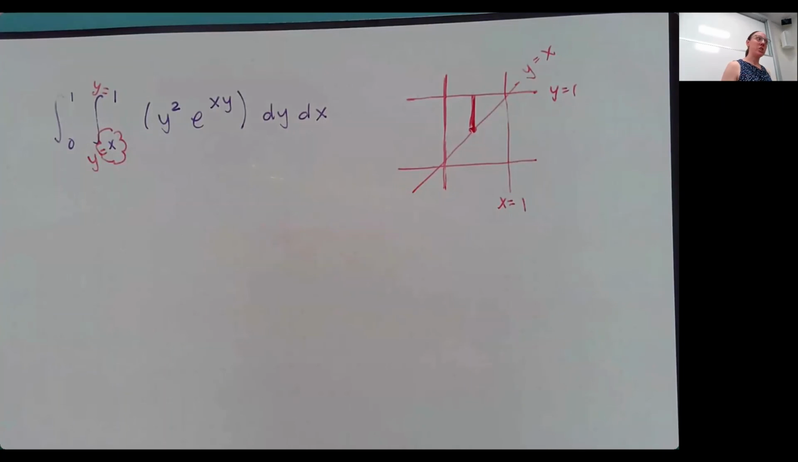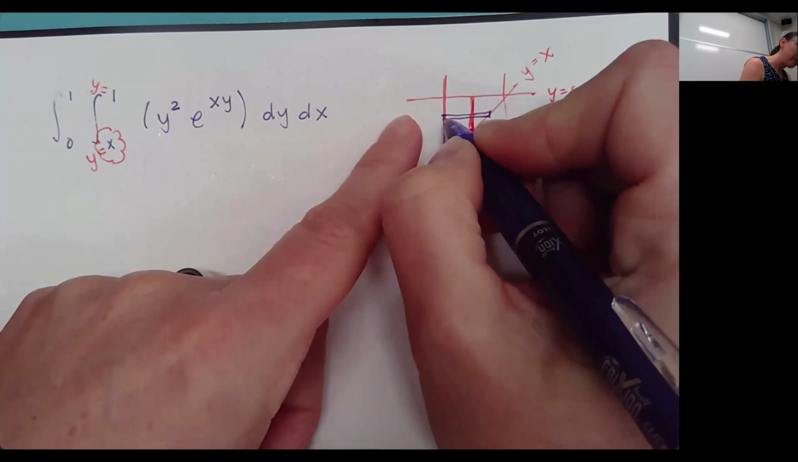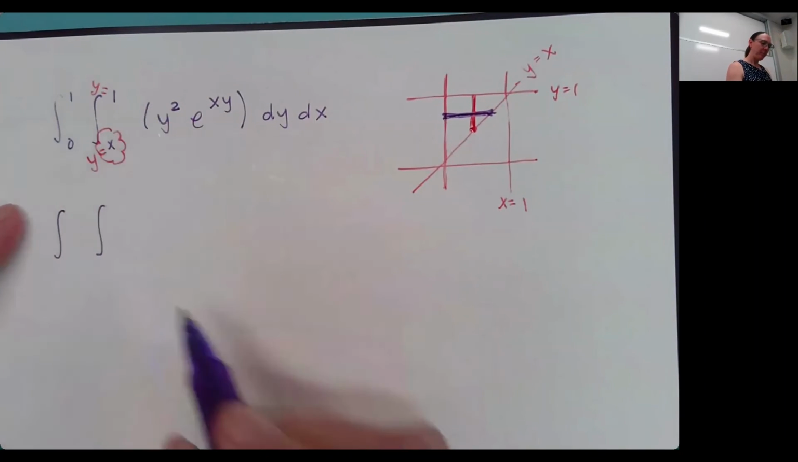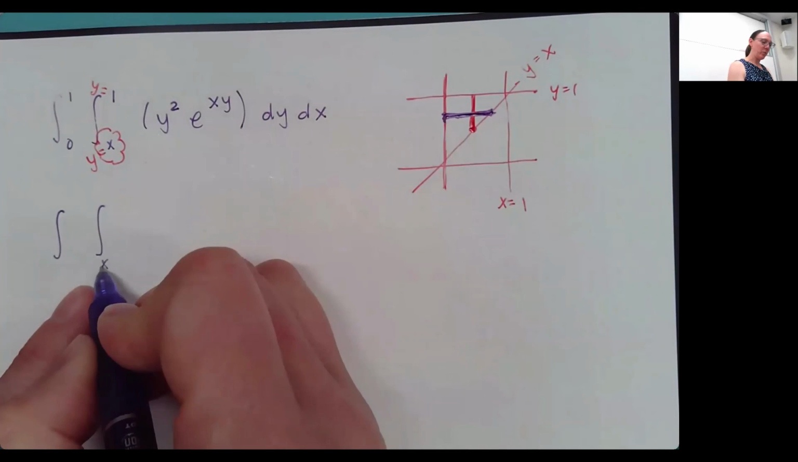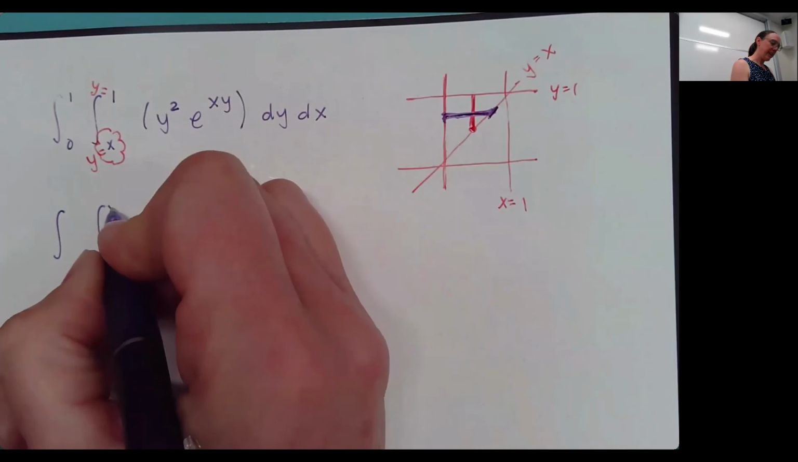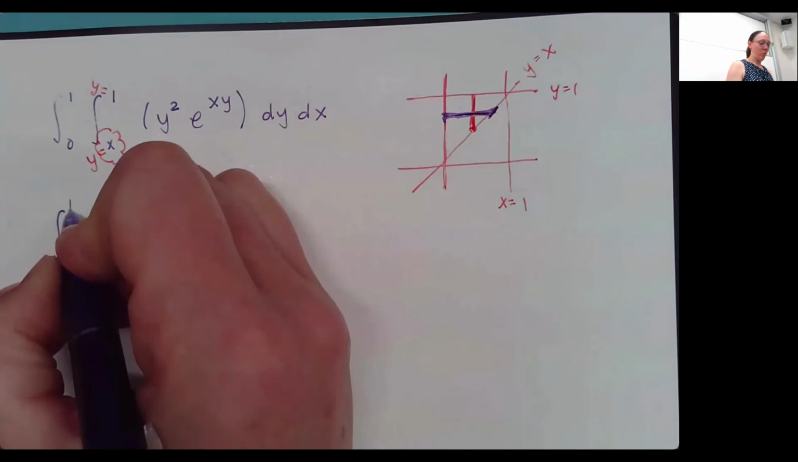So if I need to switch that to be horizontal cross sections, then when I switch it, my inside limits, my left-hand side is x equals 0. My right-hand side is x equals y. And this is going from 0 to 1 in the y direction.